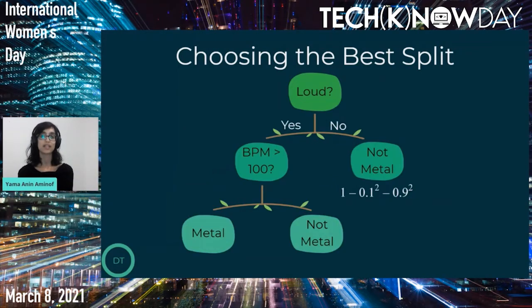So we can calculate the Gini impurity for each leaf node. Trust me, I've calculated it for you. These are the numbers we get.